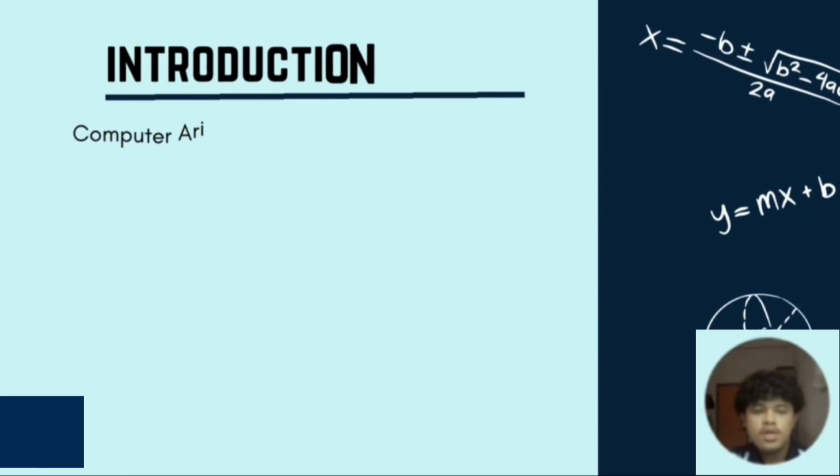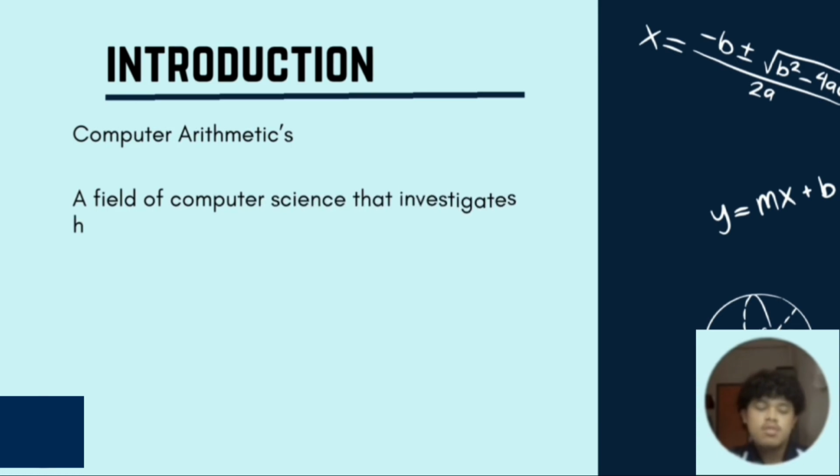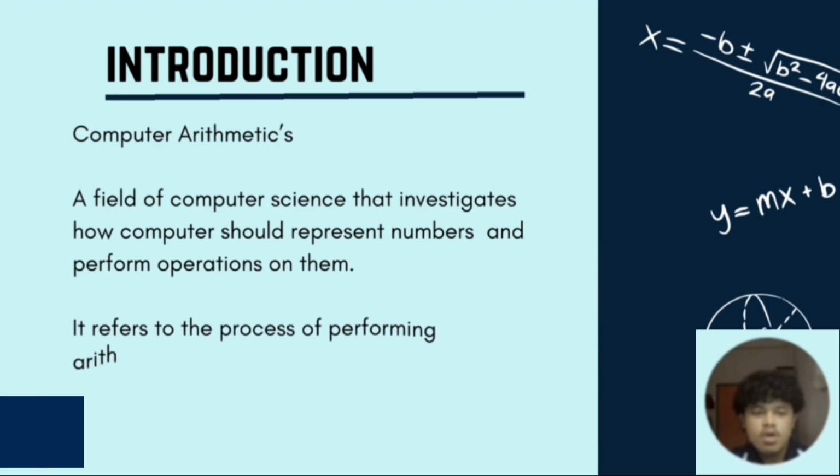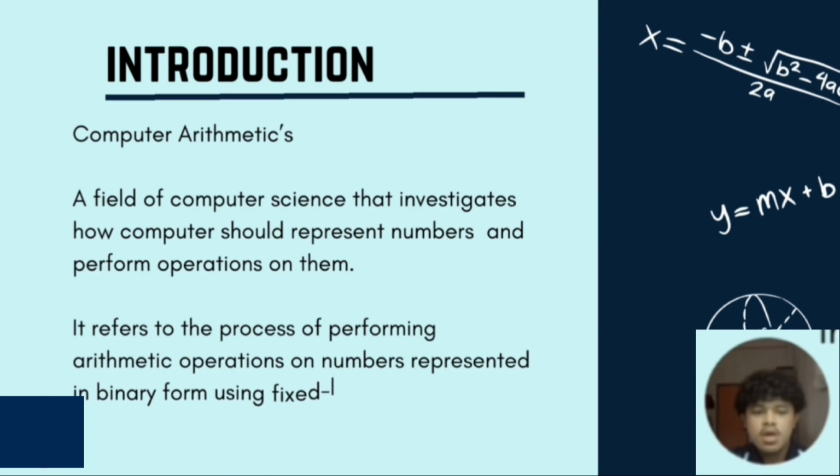First, we are going to learn about the introduction. Before we learn about the machine number, we have to know what computer arithmetic is. Computer arithmetic is a field of computer science that investigates how computers should represent numbers and perform operations on them. It refers to the process of performing arithmetic operations on numbers represented in binary form using fixed length sequences of zeros and ones.